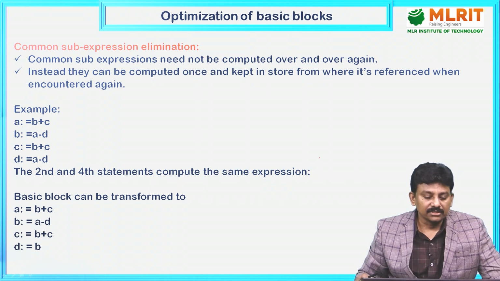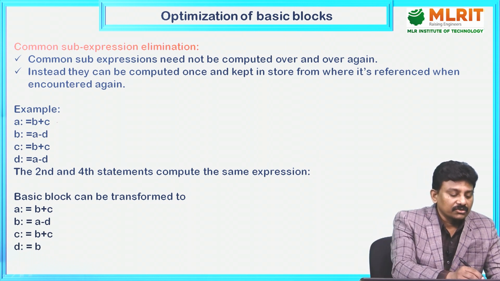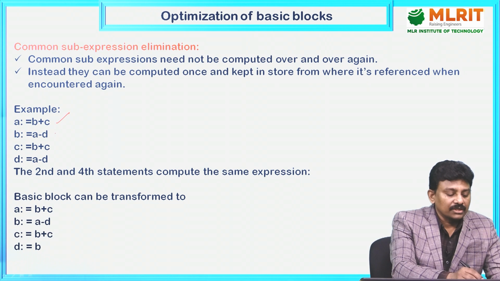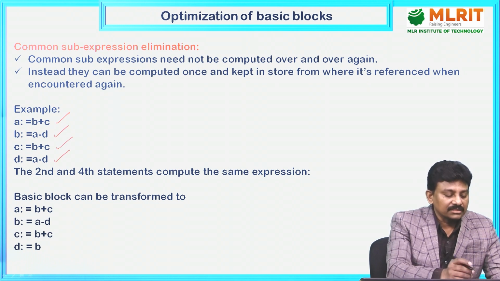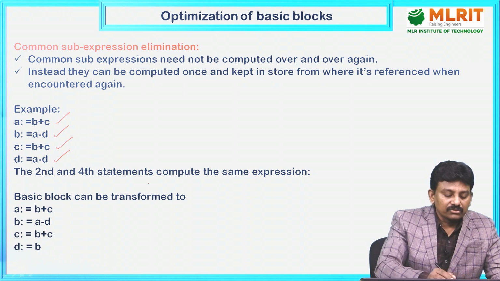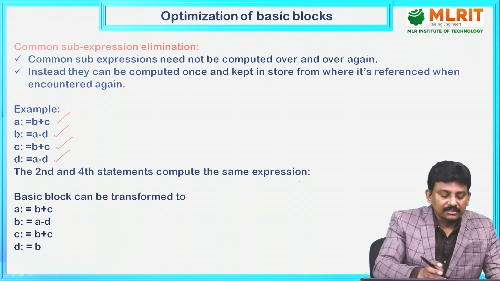Common sub-expressions need not be computed over and over again. Instead, they can be computed once and kept in store, from where they are referenced when encountered again. For example, A = B + C, B = A - D, C = B + C, D = A - D. The second and fourth statements compute the same expression.